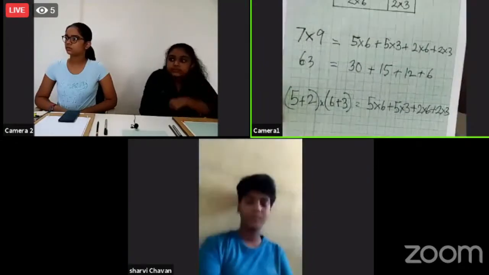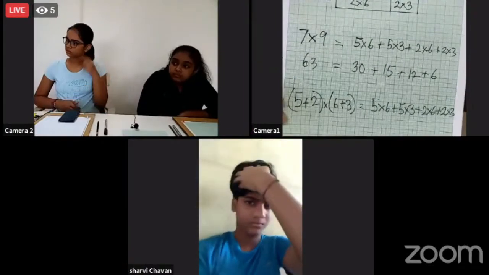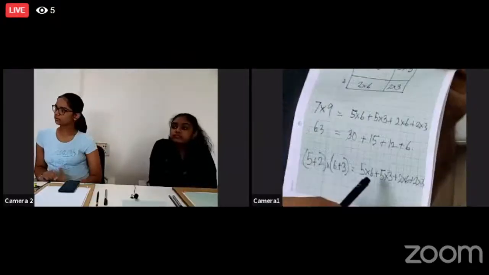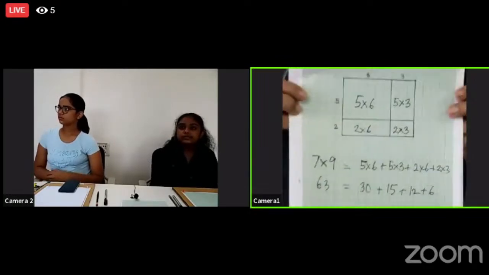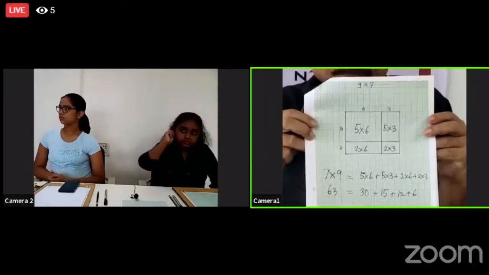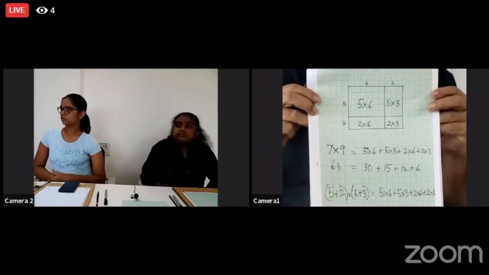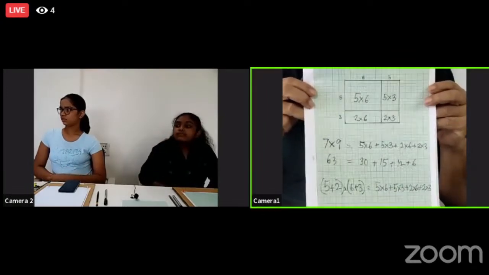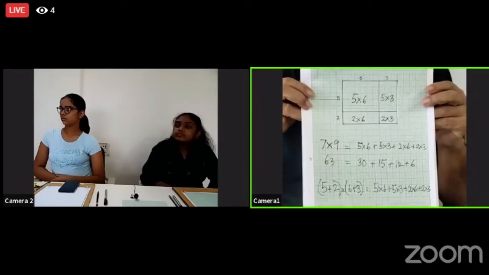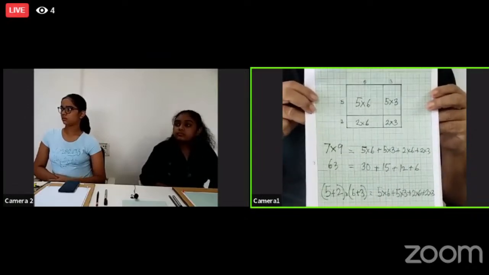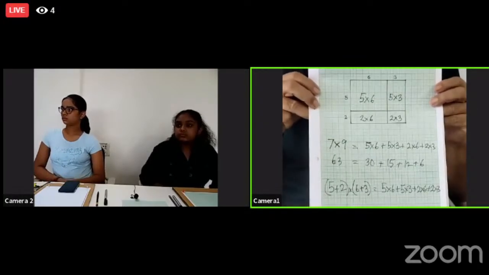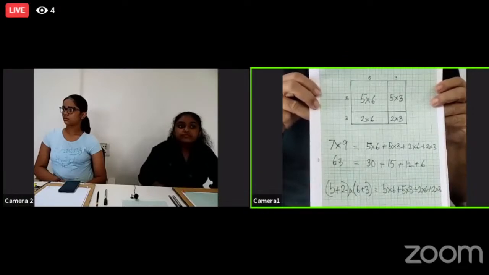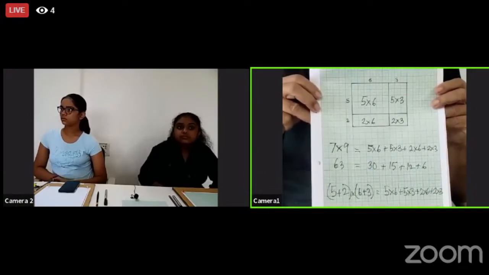And there are 4 terms. This one, this one, this one, and this one. So multiplying brackets can be shown by making rectangles. I repeat that. Multiplying brackets can be shown by making rectangles and breaking up the big rectangle into smaller parts.